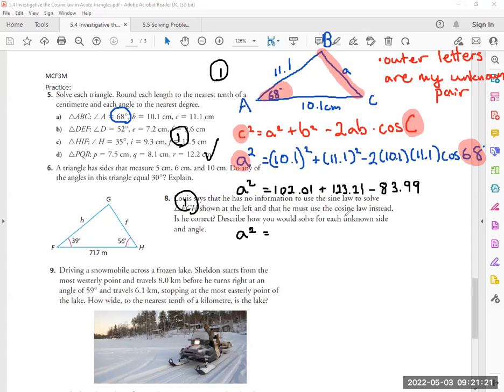So A squared will be... Wait. I said let's do 3 decimal places when we round, right? 102.01 plus 123.21 minus 83.994. I get approximately 141.226. That means A is going to be rounded 11.884. This side right here is 11.884 centimeters.